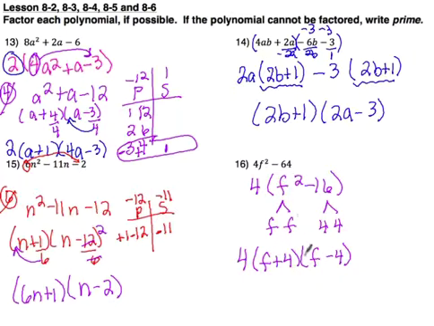F times f gives me f squared. 4 times negative 4 gives me negative 16. And that's factored. That's done. 16.